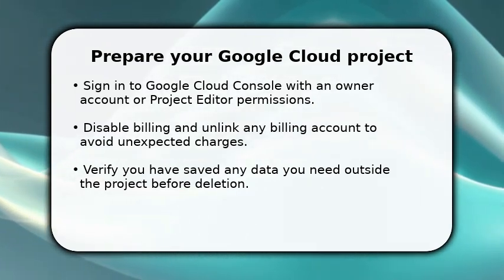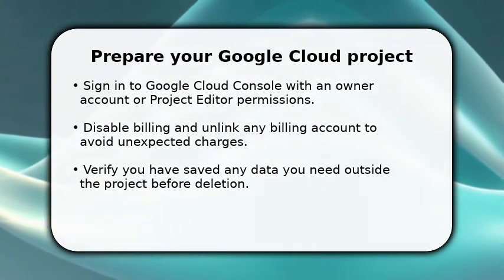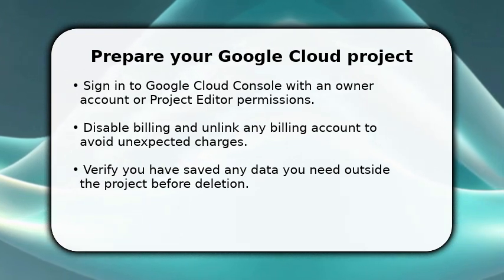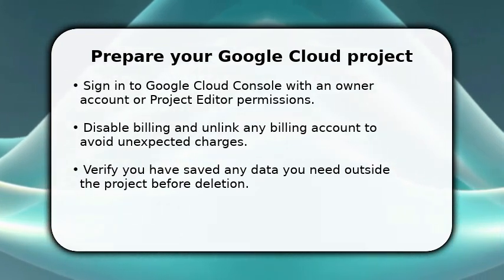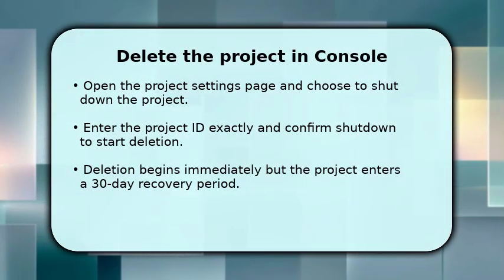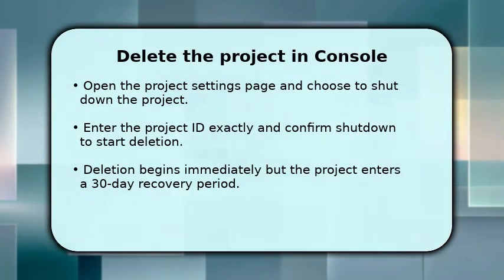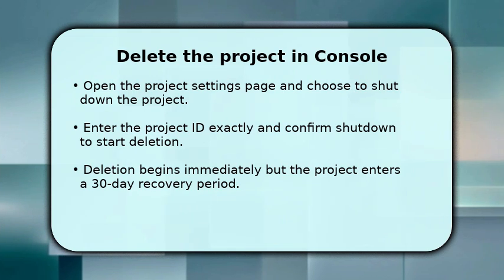Disable billing by unlinking the billing account to avoid ongoing charges and to allow deletion. Export any data or snapshots you need. Open the project settings page in Google Cloud Console and find the Shutdown Project option.